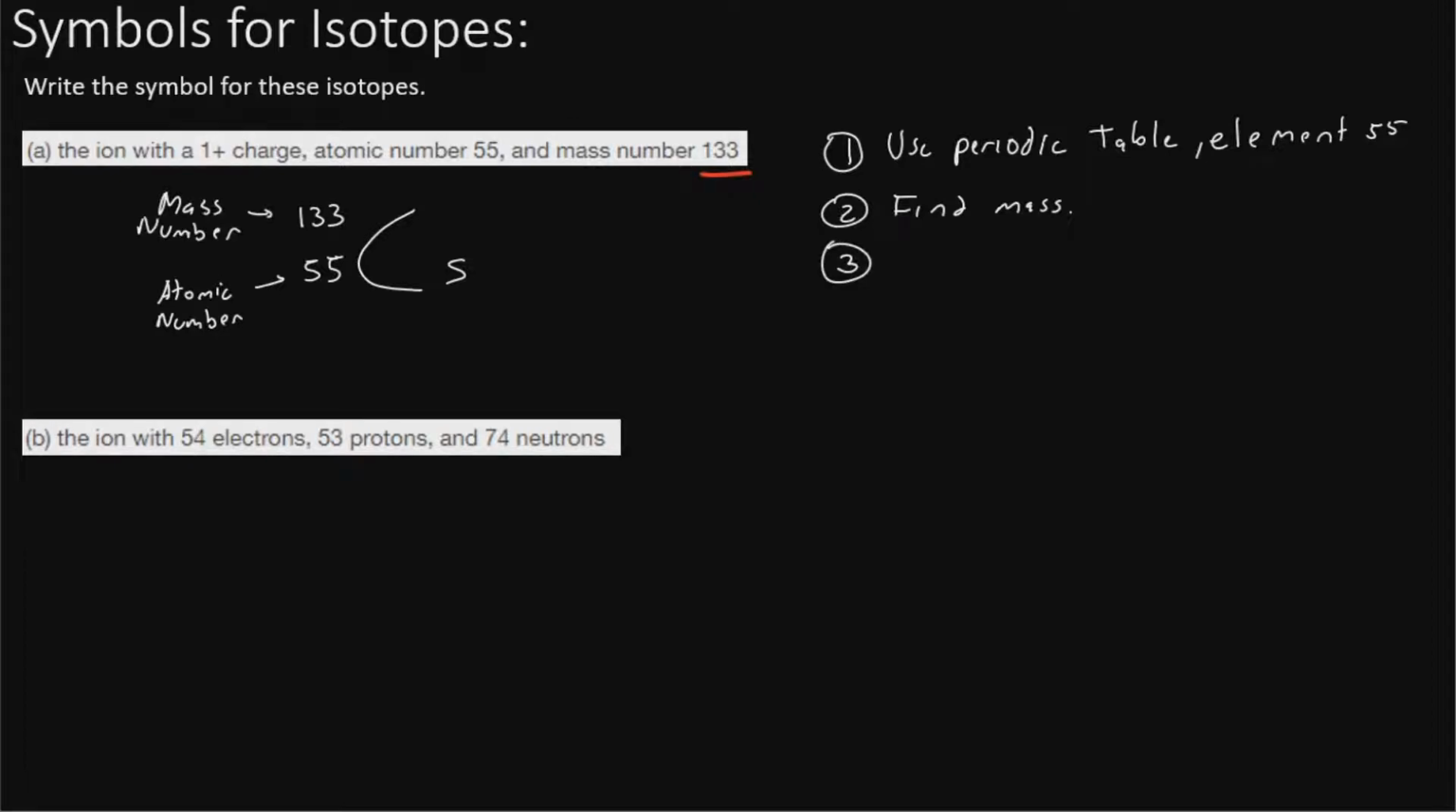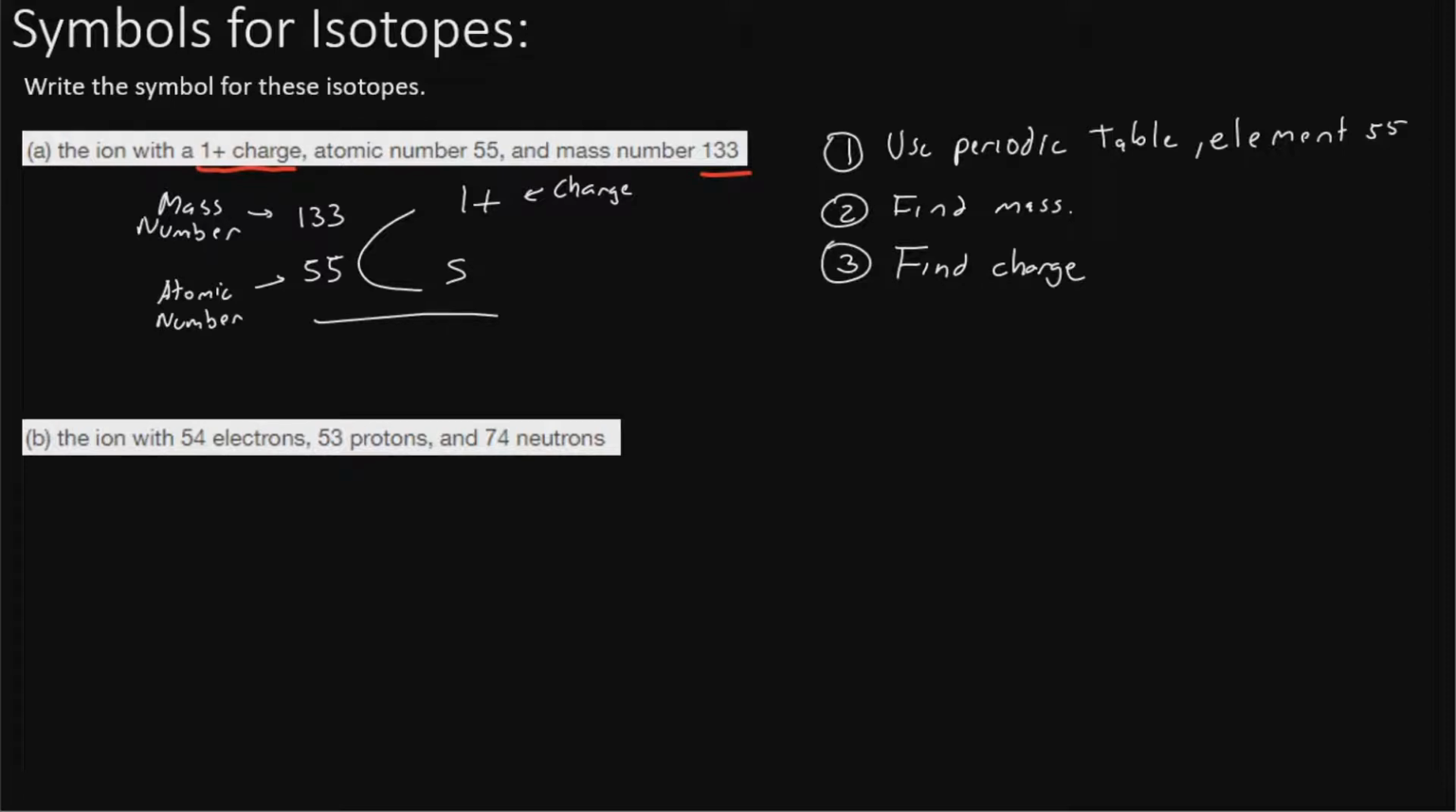Number 3, we find the charge of the ion. We are also told that the ion has a 1 plus charge. Now we could write 1 plus or plus, but either way, we write it in the upper right corner. It's okay to say either plus, or you can precede this with 1 plus as well. This is the completed symbol for cesium 1 plus with a mass of 133 and an atomic number of 55.